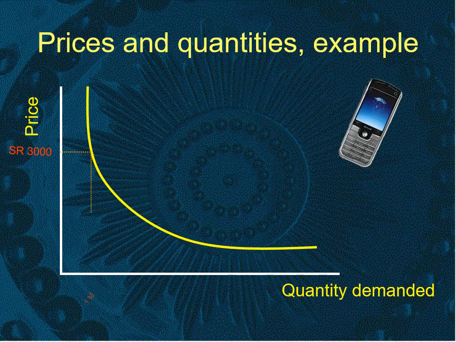If the price is set as 3,000 riyal, then the sales is 1 million pieces. If the price is set as 2,000 riyal, then the sales is 2 million pieces. And if the price is set as 1,000 riyal, then the sales is 4 million pieces. Please note that these numbers are only hypothetical numbers.